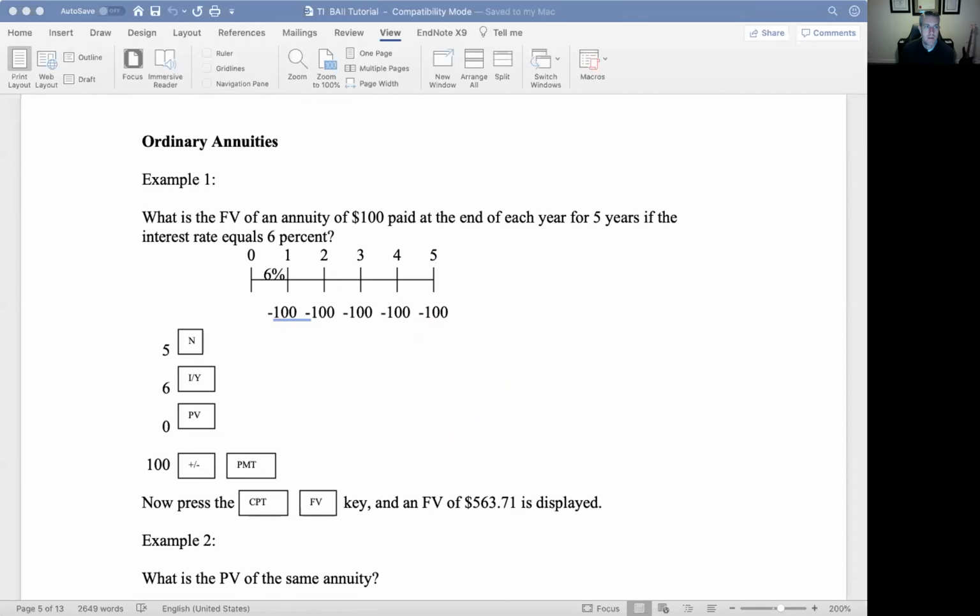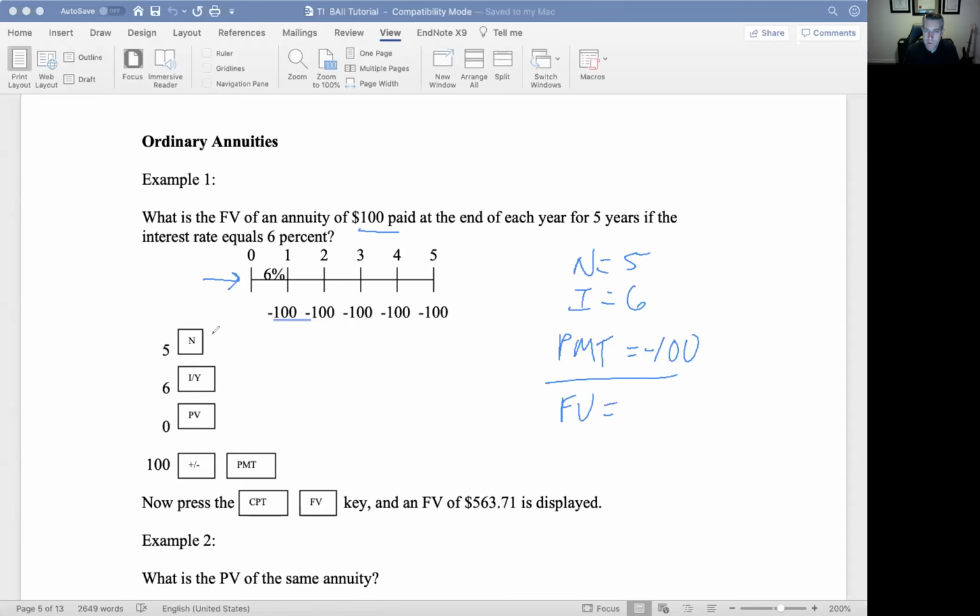So when I'm doing the test, if I were taking this test, I would first draw my timeline so I could see that. And then I would write down what I knew. So N I know is 5 years, right? And I know what I is. It told me I is 6%. Present value, you can leave blank, or you can put in 0 if you want to. Payment, it tells me the payment is $100, but we're going to want to put that in as a negative amount. And then with this information, we can compute our future value.